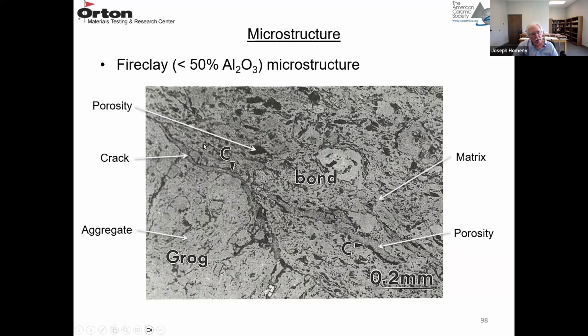And then here's an example of the matrix shrinking away from this coarse aggregate. So here's a crack that forms. And then in these polished sections, it looks like something's there in that crack. Well, there is. It's usually the resin that's used to make the polished section. So you can see another crack here filled with resin and another one here.